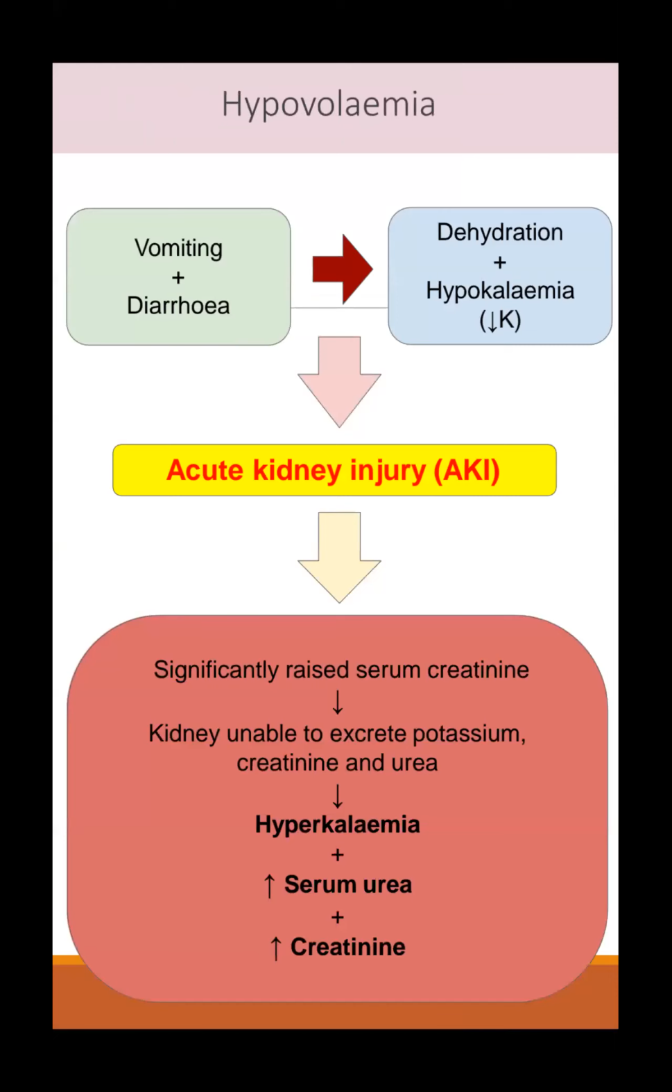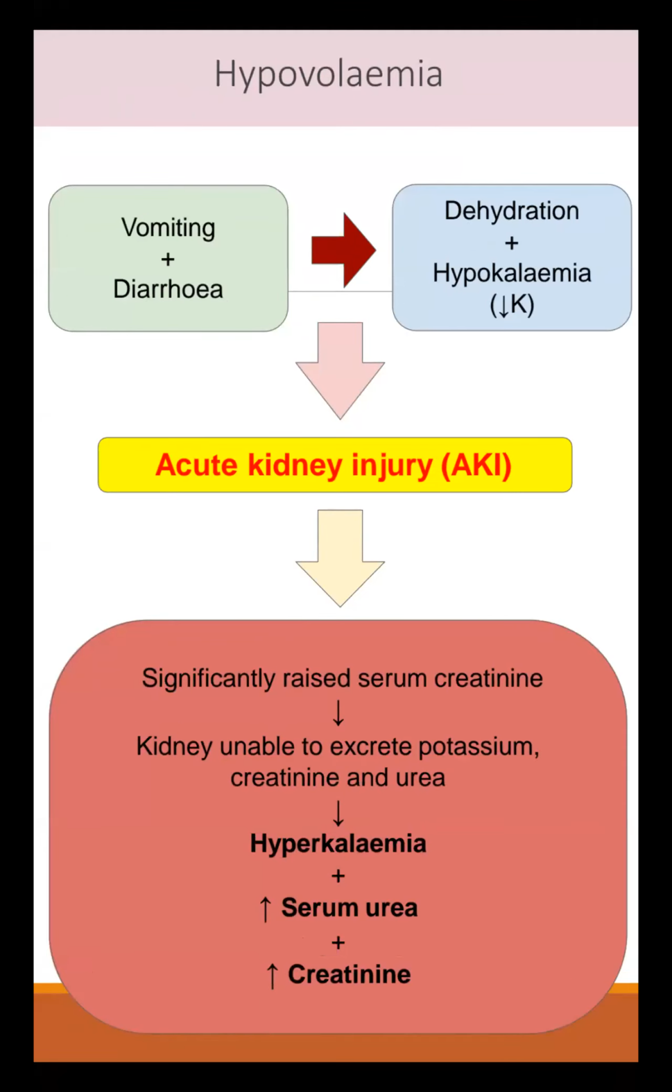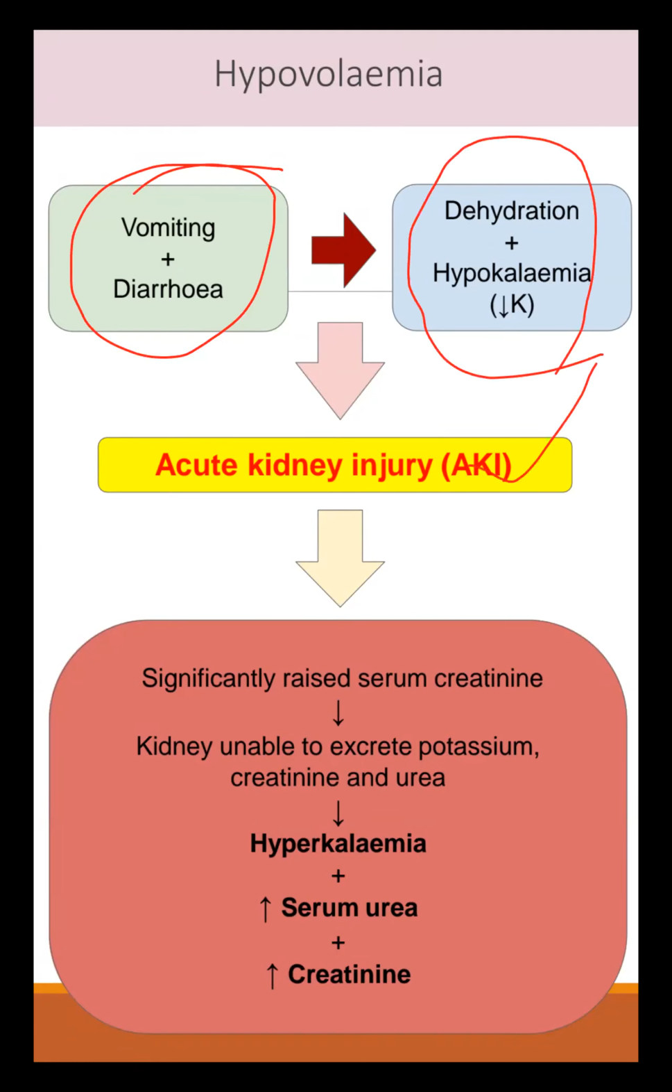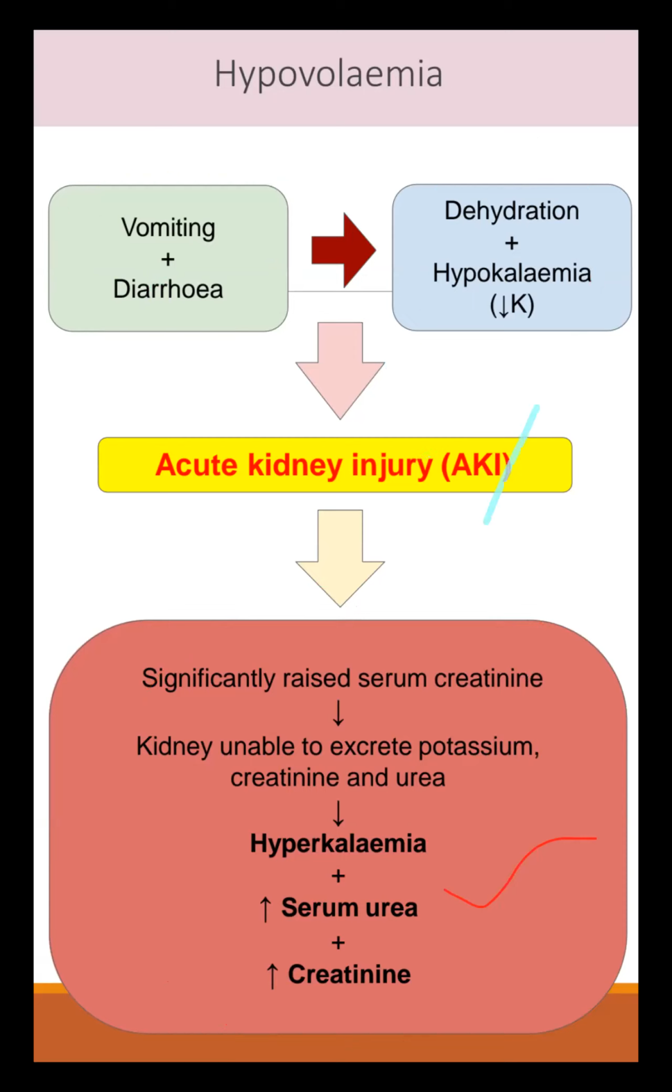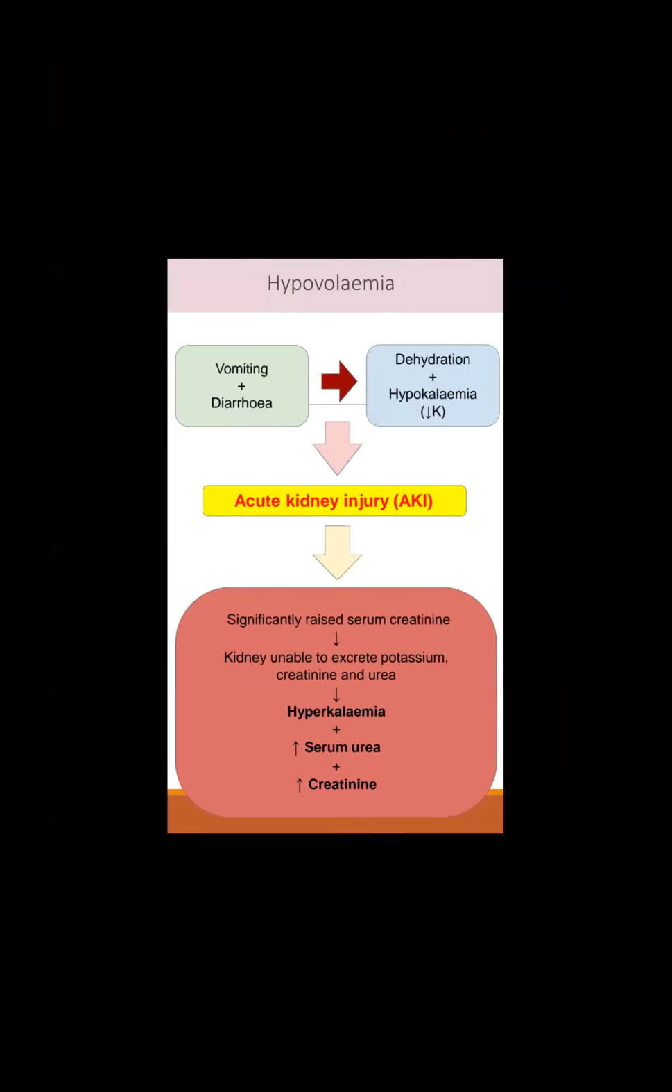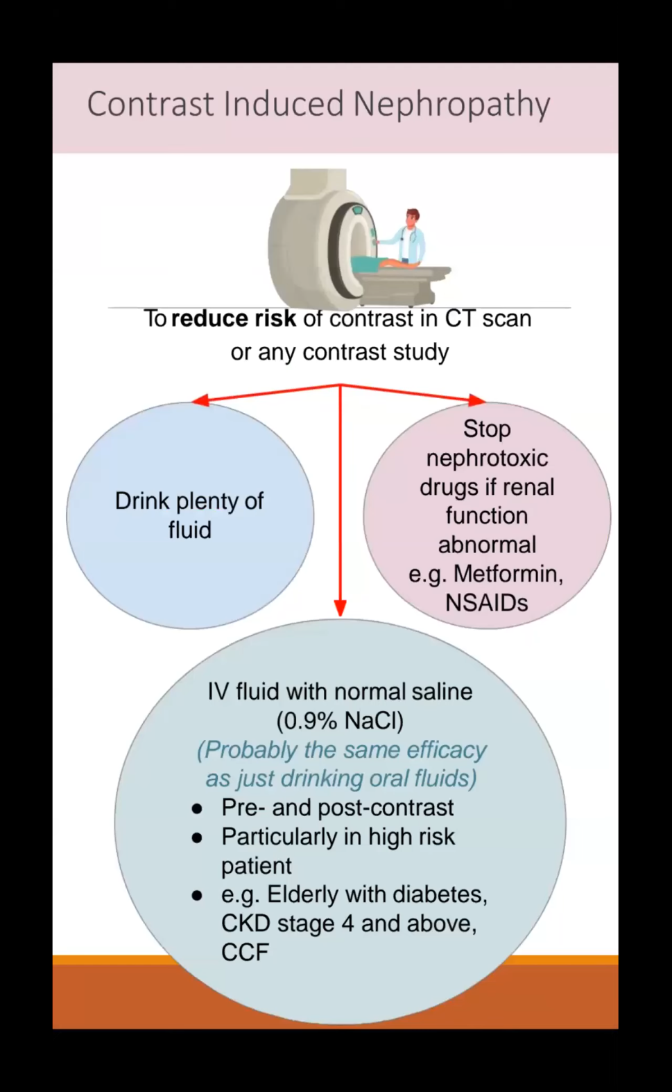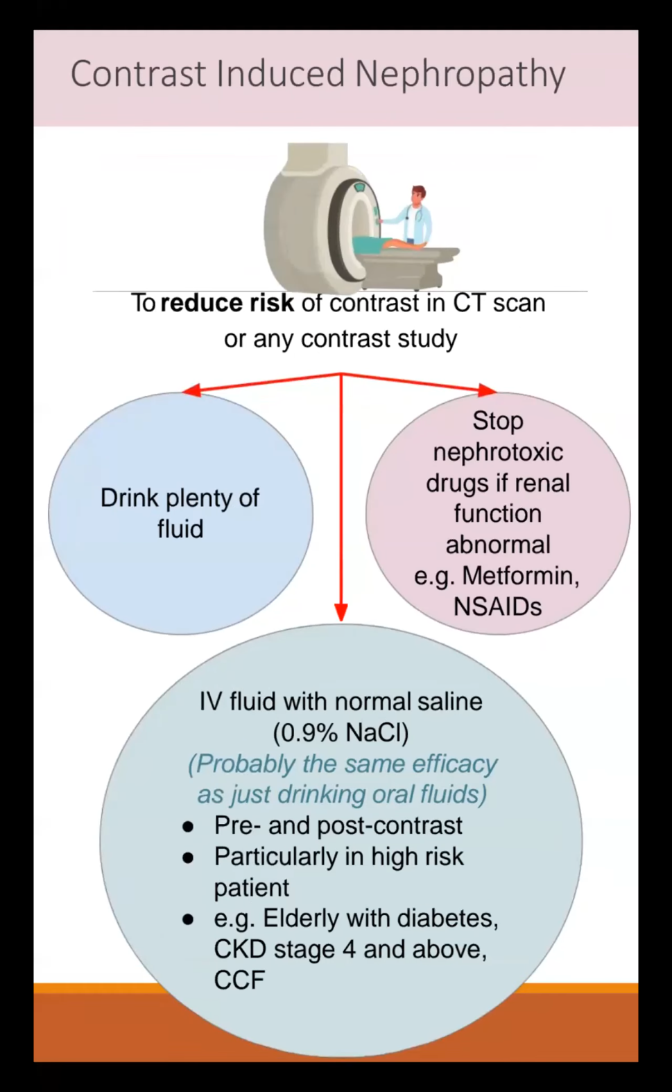Thank you, Dr. Maha. So hypoalbuminemia, hypovolemia. If there is a history of vomiting, diarrhea, dehydration, hypokalemia, acute kidney injury, the patient presents with hyperkalemia, high serum urea and high serum creatinine. So remember the hypovolemia presentation and this picture is very important in acute tubular necrosis or acute kidney injury. Contrast-induced nephropathy, after coronary angiography we use dye, and in MRI we use contrast. This is an exam question for my DHA and MOH candidates.